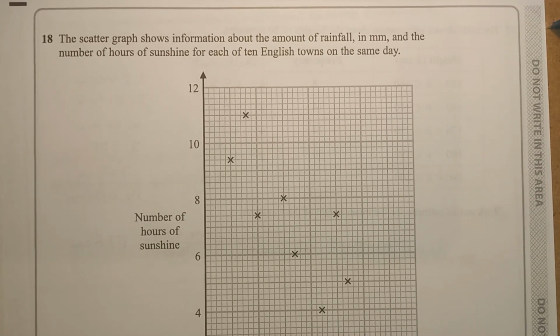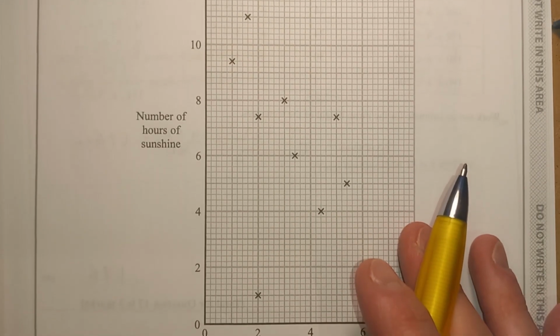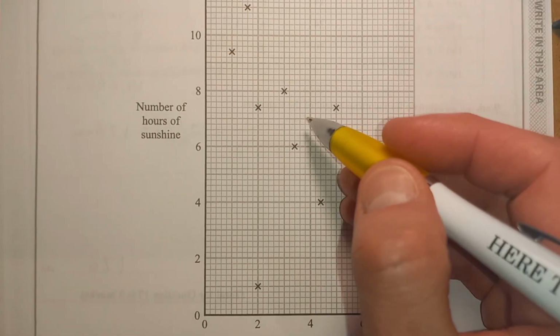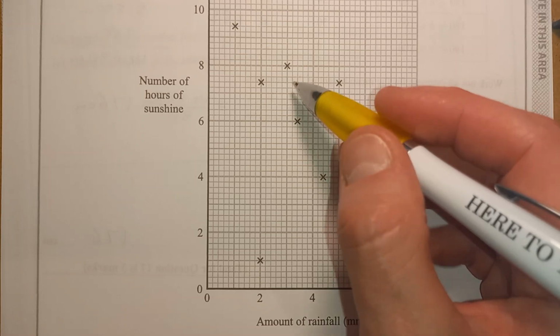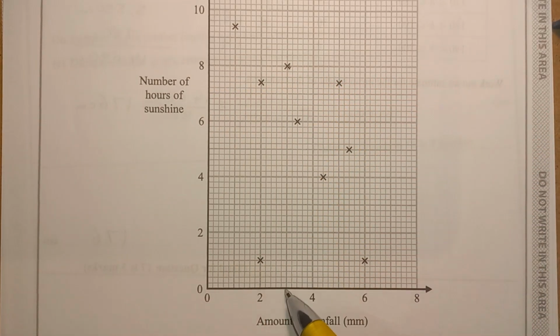Question 18. The scatter graph shows information about the amount of rainfall in millimetres and the number of hours of sunshine for each of 10 English towns on the same day. If we pick a value, this one for example, what this is telling us is that this town had 8 hours of sunshine and 3 millimetres of rainfall.